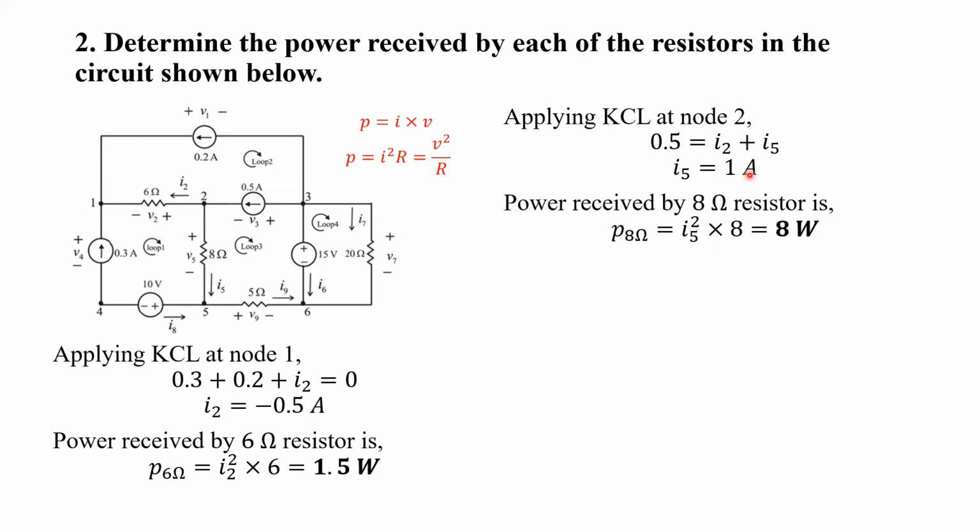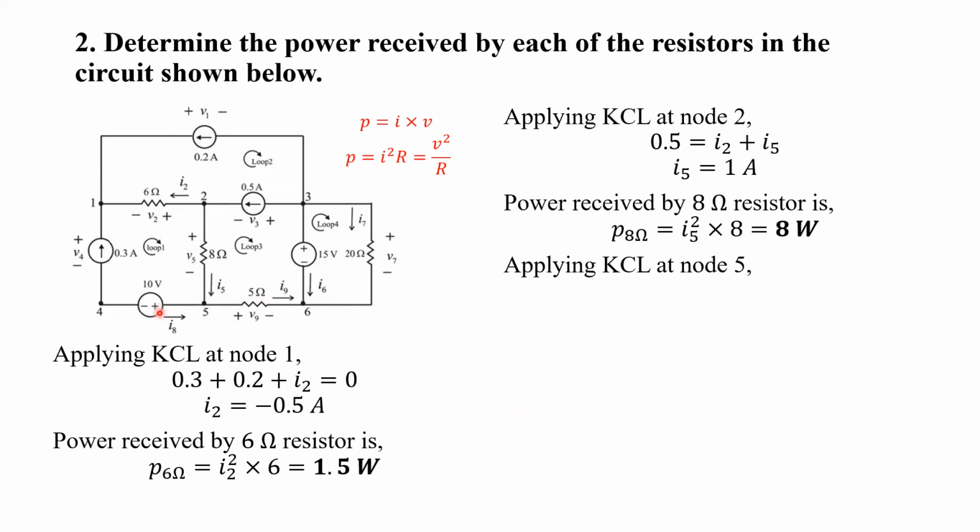I5 here, its value is 1 ampere. So in this way we can get 8 watt. Now in order to compute power received by this 5 ohm resistor, we need I9, right? I9. So in order to compute I9, we need to apply KCL at node 5.